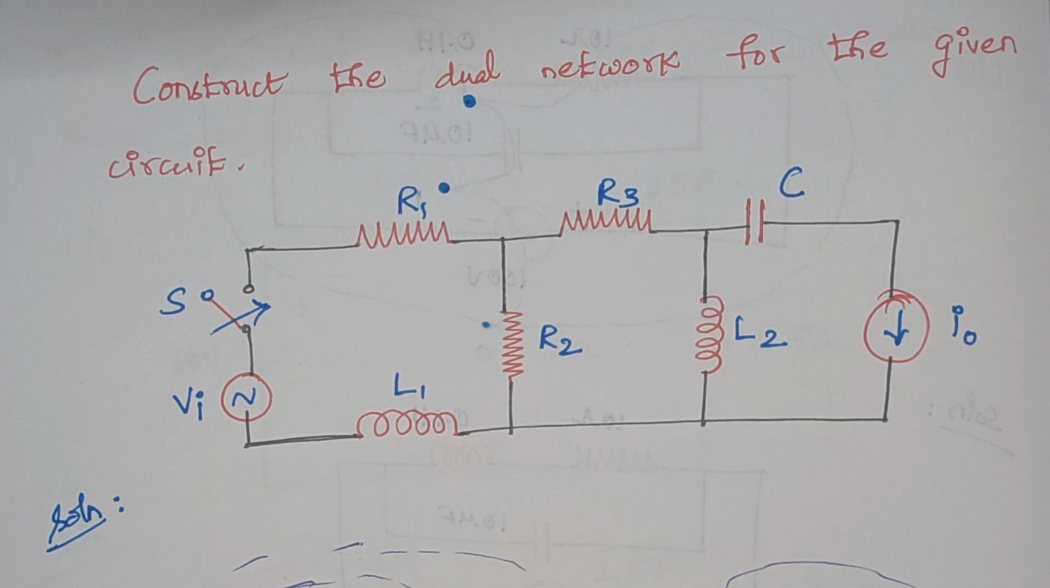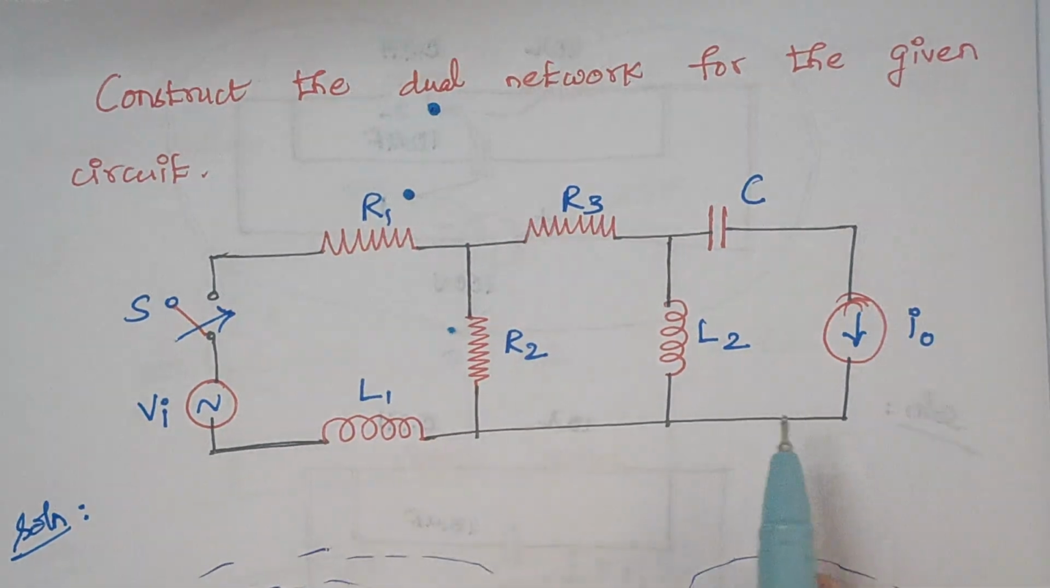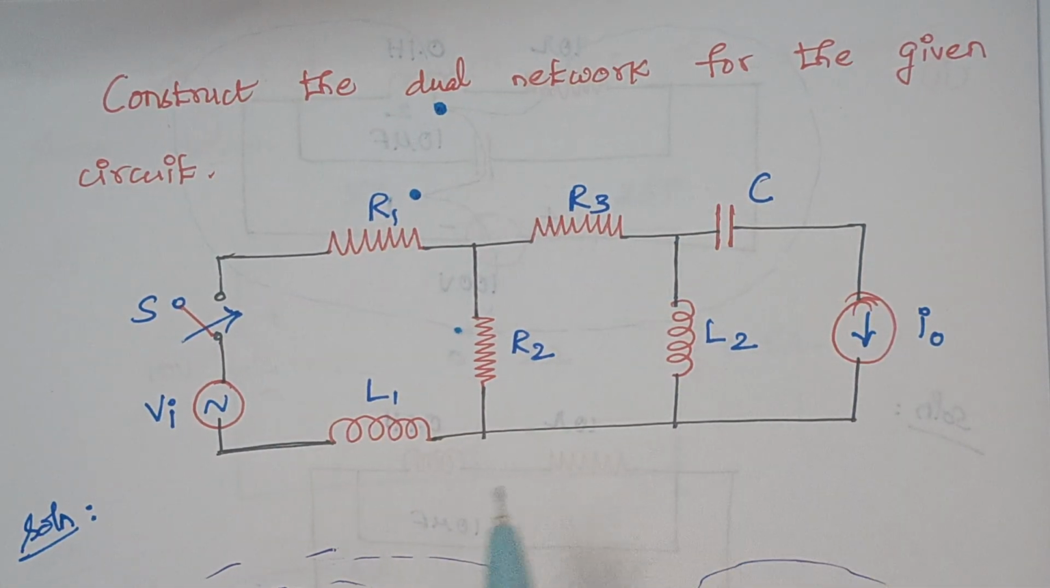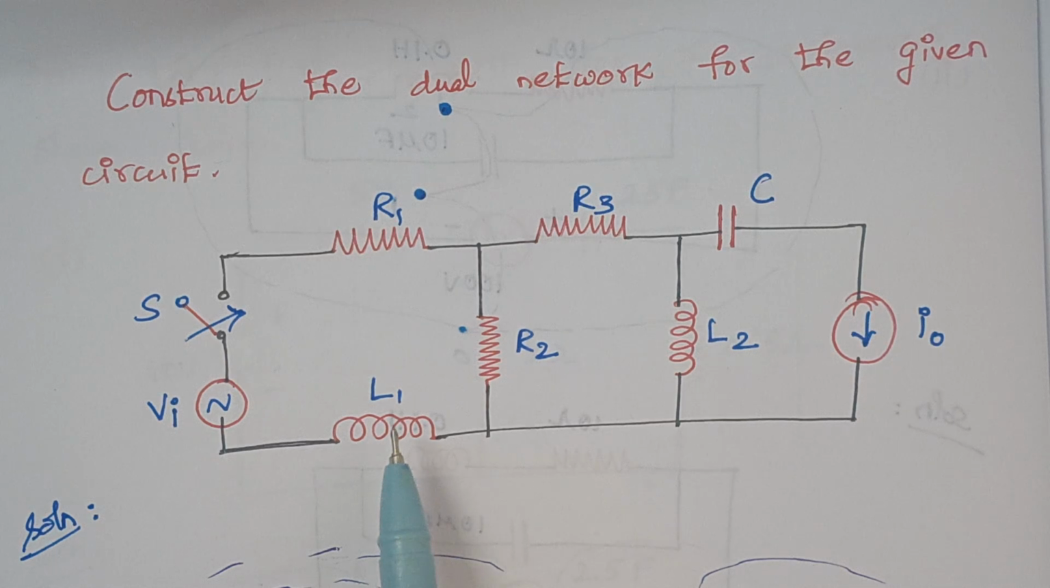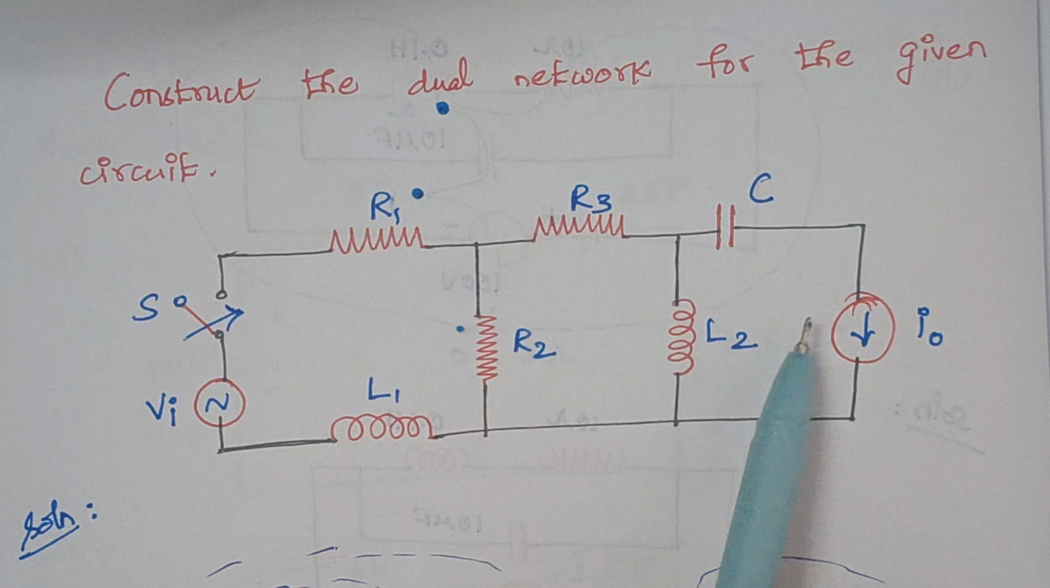So here the problem is to construct the dual network for the given circuit, and this is the given circuit diagram. Right. So the first step is you have to count how many loops are there. So here first loop, second loop and third loop.